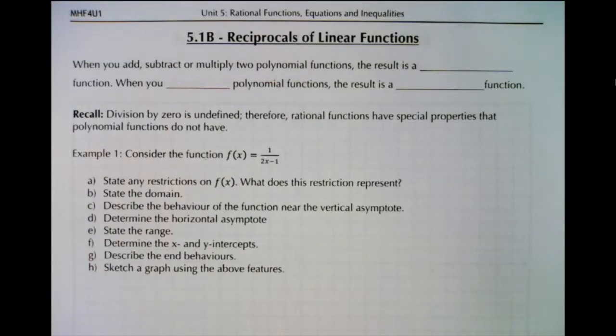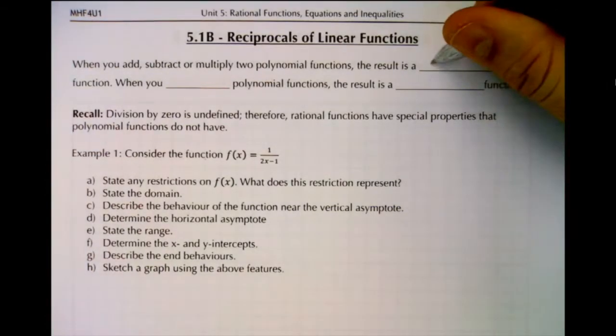Okay, this is part two of reciprocal functions. Here's where we're going to describe the difference between reciprocal and rational function. A rational function is when you have two polynomial functions and you're dividing them. So when you add, subtract, or multiply polynomial functions, the result is always a polynomial.